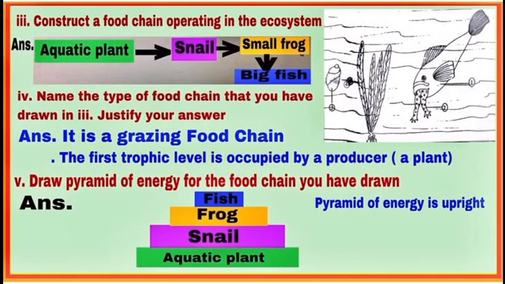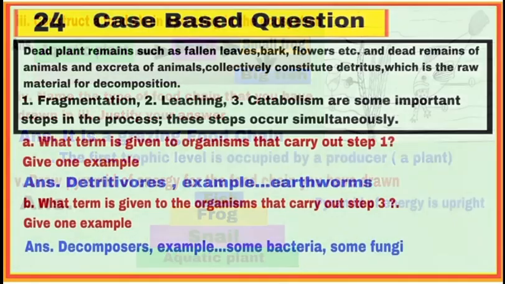You have to construct a food chain, a pyramid of energy for the food chain you have constructed, and this food chain is grazing food chain as it starts from producer plant. On this basis, do part 3, 4 and 5 of the case given.